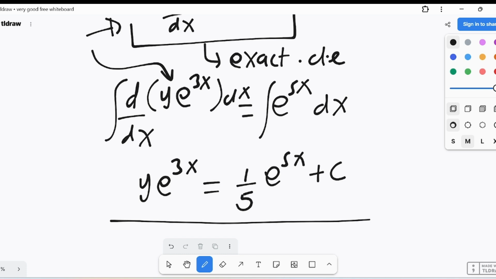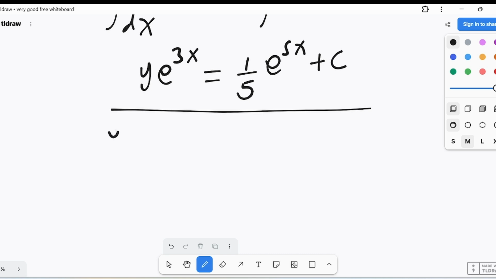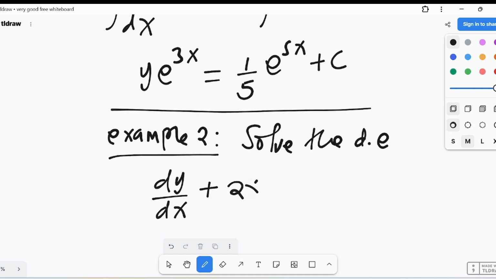This first example focused on an exponential. Let us also look at another one where we focus on algebraic. Example 2, still solve the DE, and the DE is dy by dx plus 2xy is equal to x.